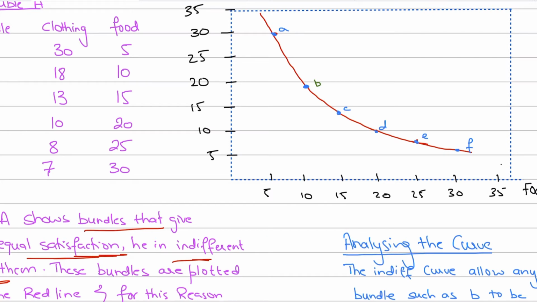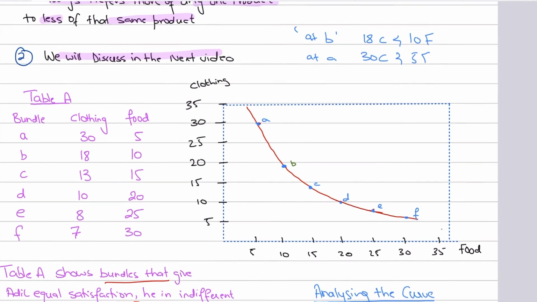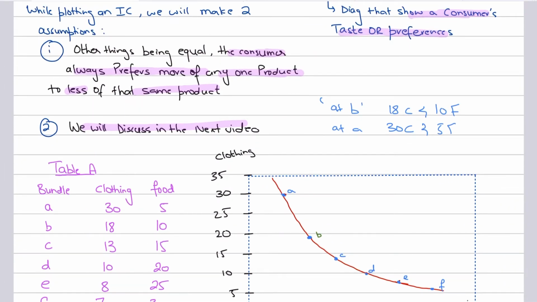So Adil is indifferent between all these points on the curve, and these combinations give him the equal amount of satisfaction, right? So for this, you need to know that. And guys, an important thing is to remember the assumption that the consumer always prefers more of any one product to less of that same product.